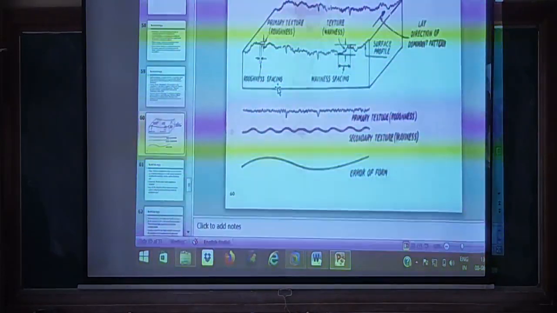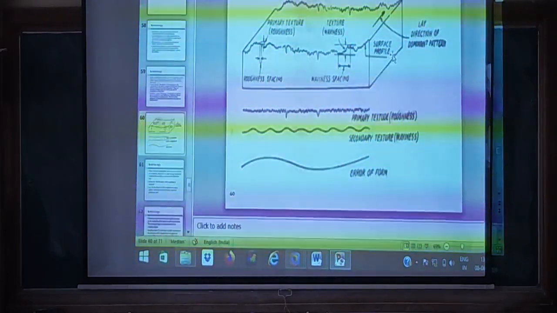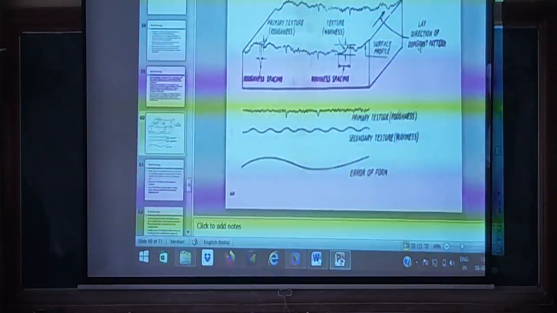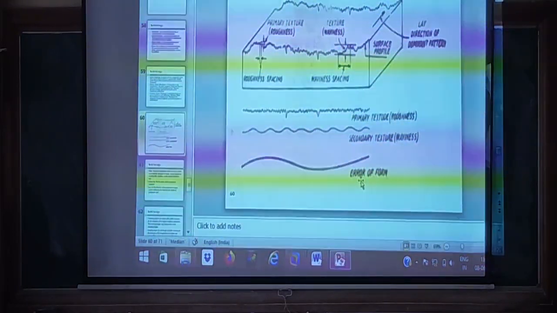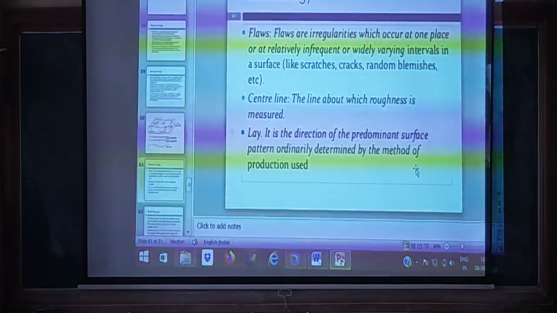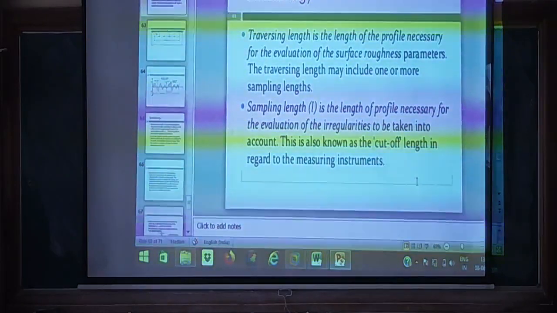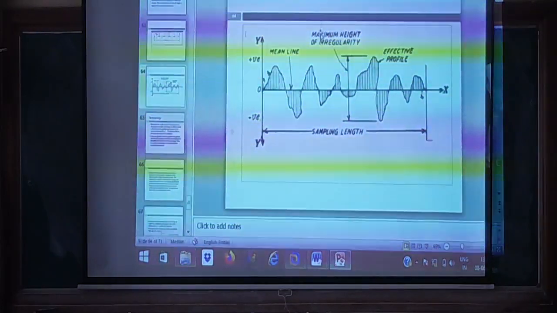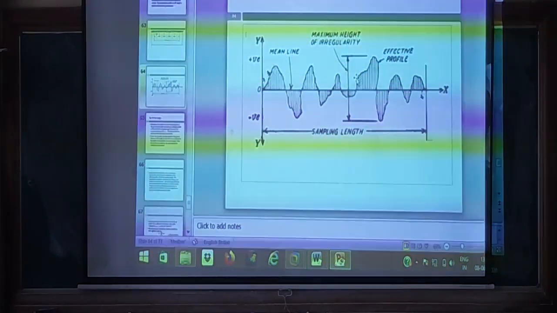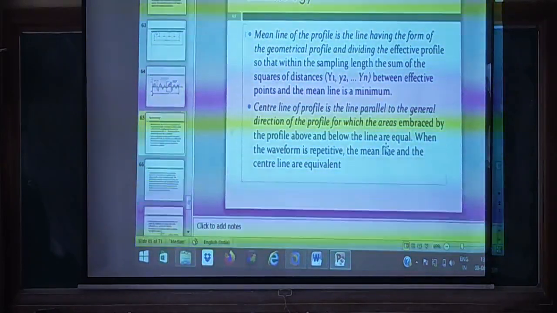So roughness spacing, waviness spacing, surface profile, and the lay direction of the dominant pattern, the primary texture. The secondary texture is called waviness, the error of form that you have seen. Then flaws, center line, lay, traversing length, and sampling length. This is the sampling length. Then the maximum height of irregularity, and the mean line and center line of the profile that you have seen.